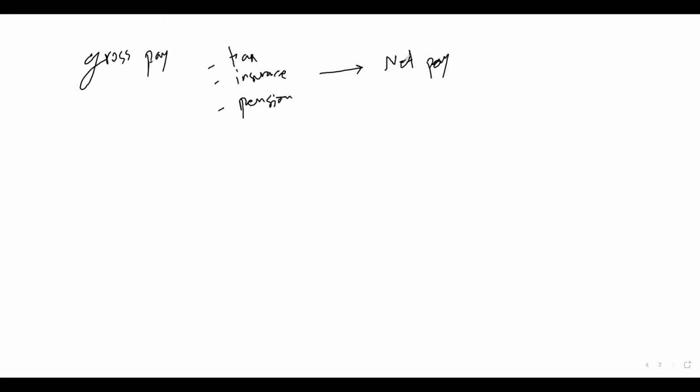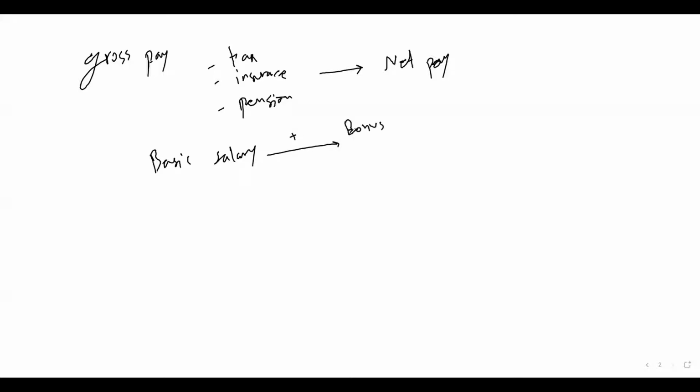Then we have bonus. Sometimes you get money added to your basic salary. So if this is your basic salary, and maybe this month you do a good job and your boss decides to give you some bonus, so anything added to this, it's called bonus.